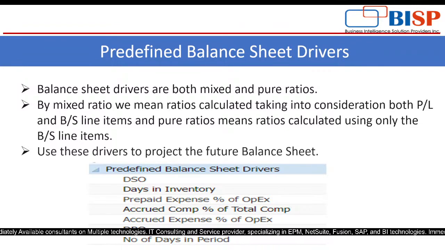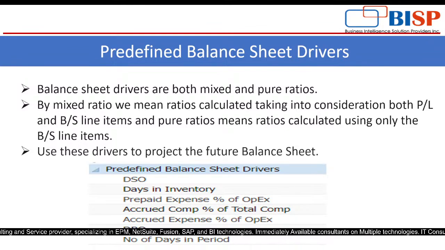Balance sheet drivers are both mixed and pure ratios. By a mixed ratio, we mean ratios calculated taking into consideration both P&L and balance sheet line items. And pure ratios means ratios calculated using only balance sheet line items. We use these drivers to project the future balance sheets. The balance sheet drivers help us in getting the balance sheet members' values. It derives the values of the members.